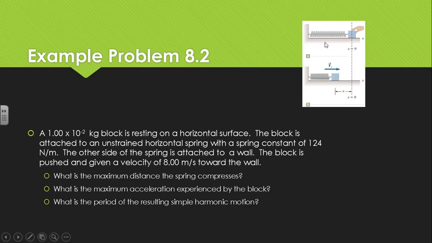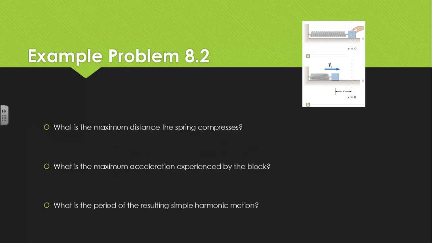So let's do a quick example problem. So I have a 1.00 times 10 to the negative second kilogram block resting on a horizontal surface. And the block is attached to an unstrained horizontal spring right here. And the spring constant is 124. I'm going to push the block this way with a velocity of 8 meters per second toward the wall. And I want to figure out what is the maximum distance the spring compresses, what is the maximum acceleration experienced by the block, and what is the period of the resulting simple harmonic motion.